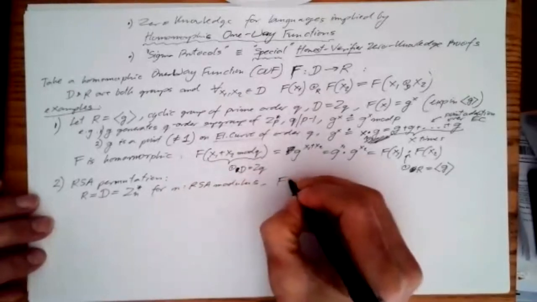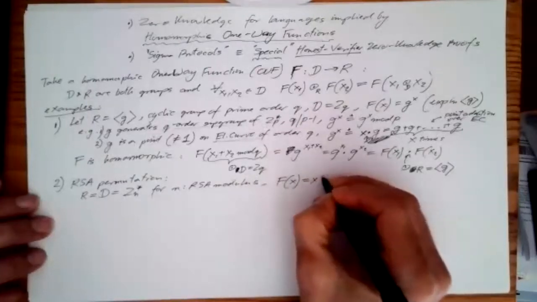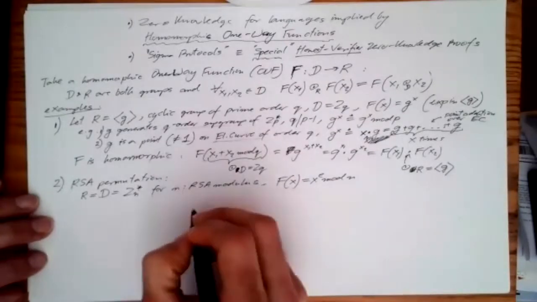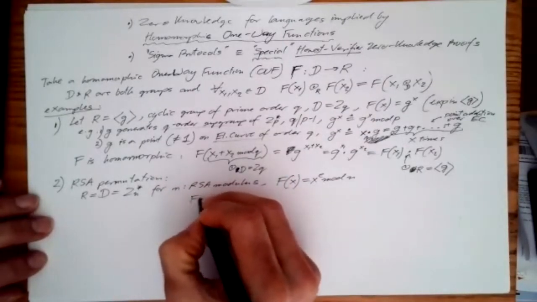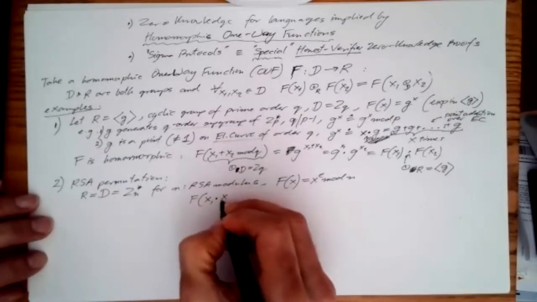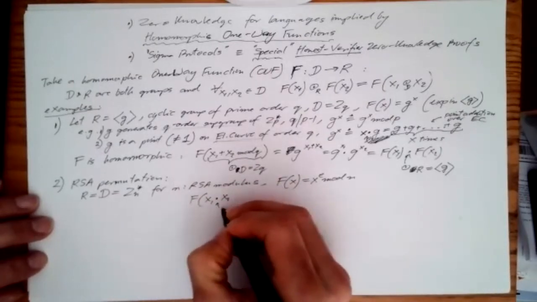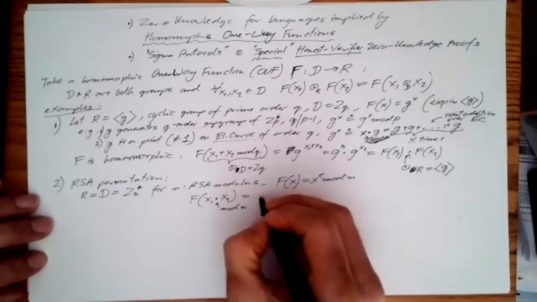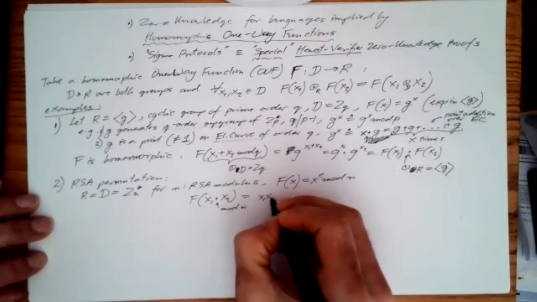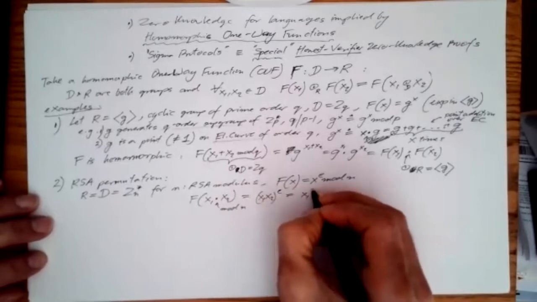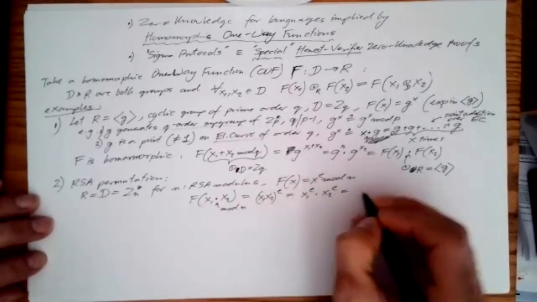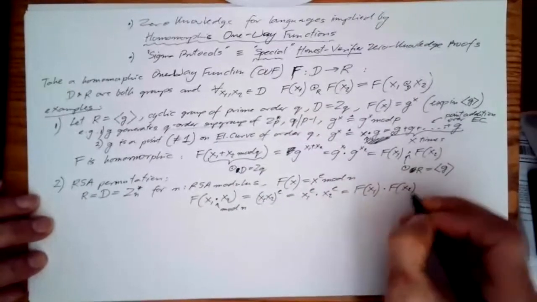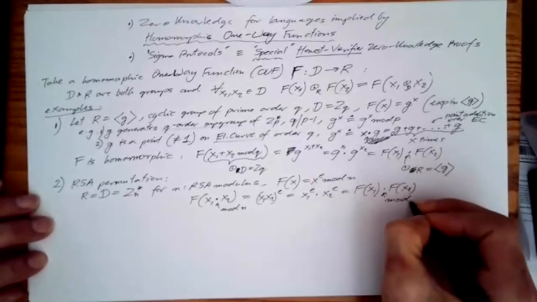And the function is x to the e mod n. Of course, f of x1 times x2, so this is the mod n multiplication, is the same as x1 x2 to the e. So this is x1 to the e times x2 to the e. So that's f of x1 times f of x2. And this is also the mod n operation, right?